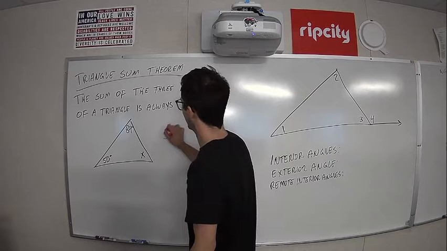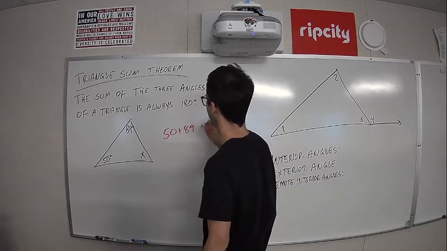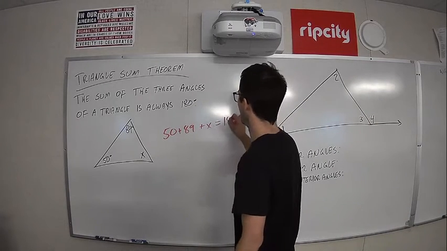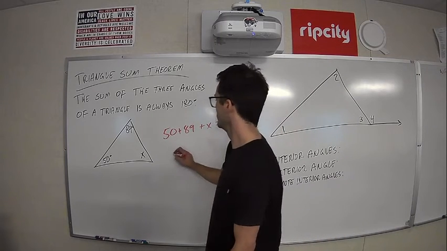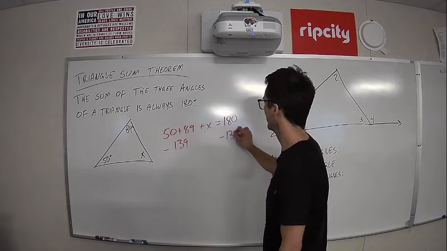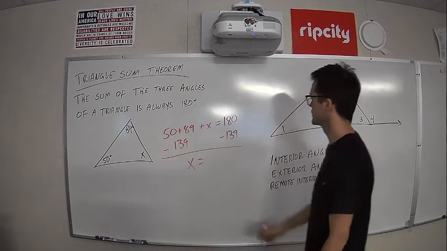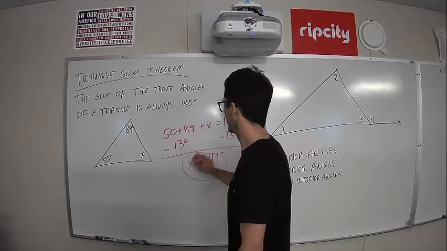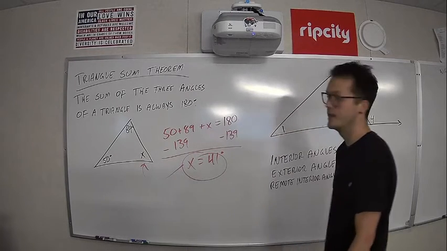Example, we're going to take our three angles here. We have a 50-degree angle, an 89-degree angle, and the other one, we do not know what it is, but we know when we add them all together, they add up to 180 degrees. So if we were to solve this, I'm going to subtract 139 from the left, subtract 139 from the right-hand side, and we learn that x equals, I think this is 41 degrees. So this 41-degree angle is right here. That's the triangle sum theorem in a nutshell.